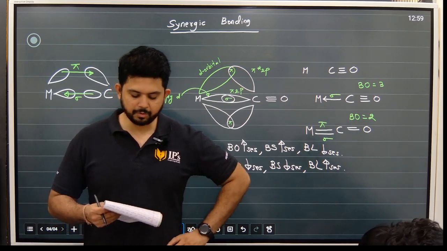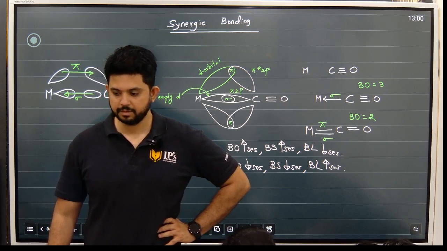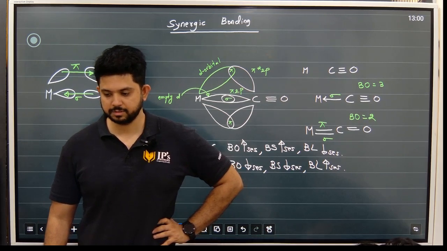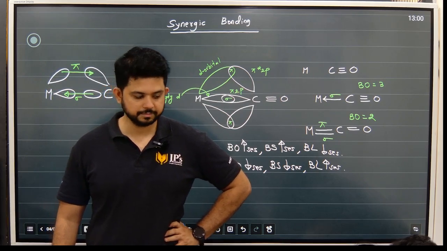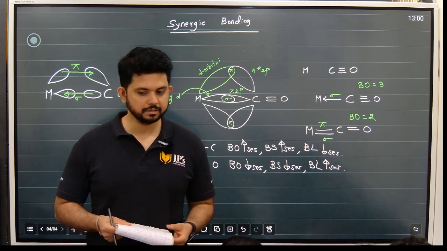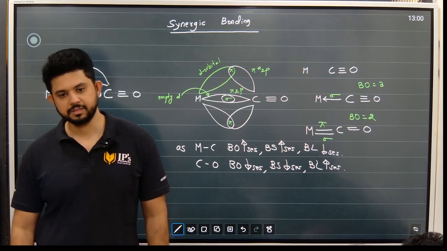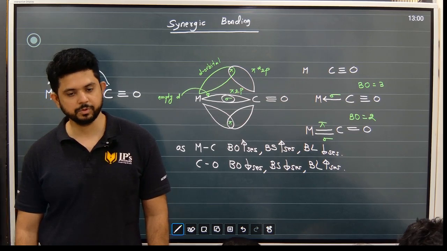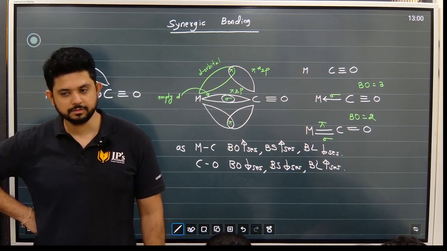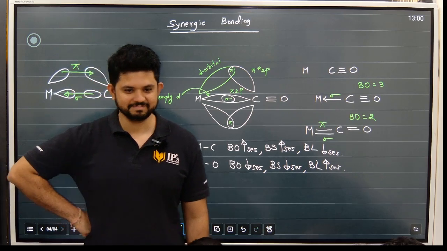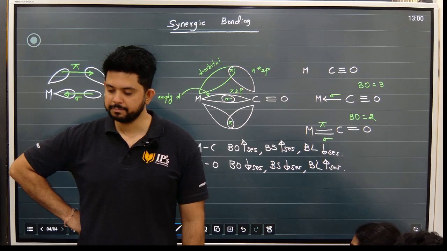This effect of sigma bond formation strengthens the pi bond and vice versa. This is synergic bonding. Synergy means working towards the same goal. We are all working towards the same goal.